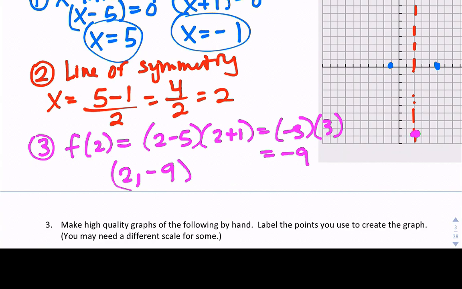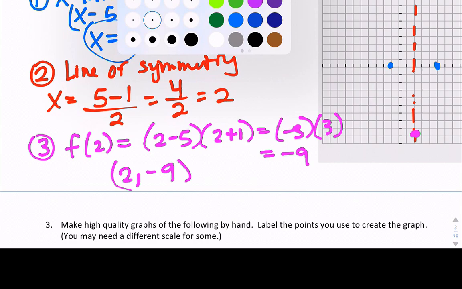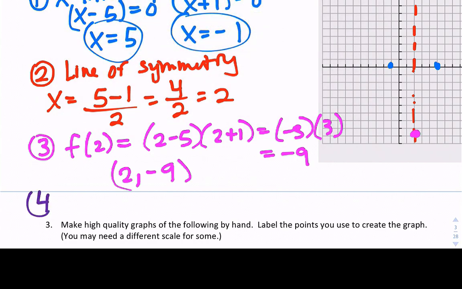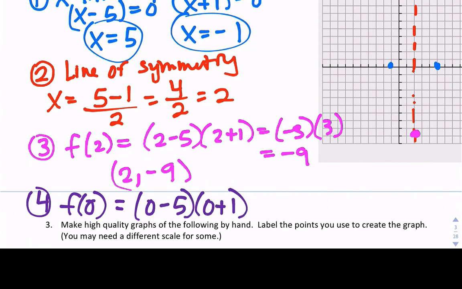Okay, next step, find the y-intercept by plugging in a 0. So step 4, let's find f of 0, the y-intercept. 0 minus 5, 0 plus 1. This is negative 5 times 1, which is negative 5. So we're going to plot the point 0, negative 5. 1, 2, 3, 4, 5. Using the line of symmetry, I'm going to go 2 to the line of symmetry and then 2 in the other direction. So again, use your line of symmetry as the mirror line and graph that point.